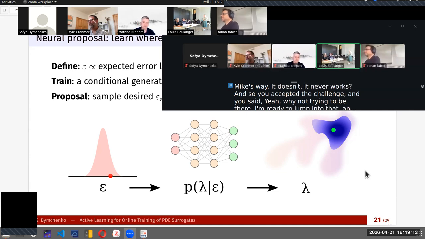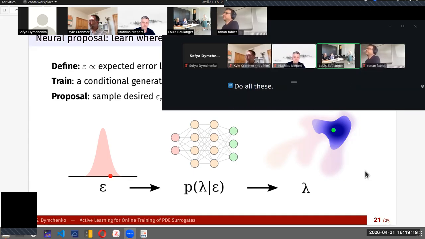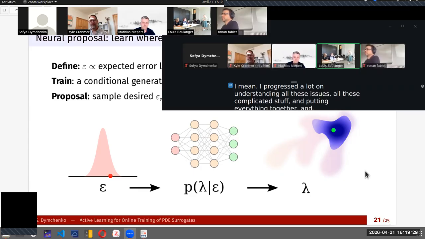We went through all these steps in Melissa for active learning, and I progressed a lot on understanding all these issues, all this complicated stuff, and putting everything together. Not making simple active learning, as you just said, but active learning in this online context where everything is moving at the same time. I'm very happy with the results. I learned a lot. I hope you learned a lot. I'm quite sure you progressed a lot.